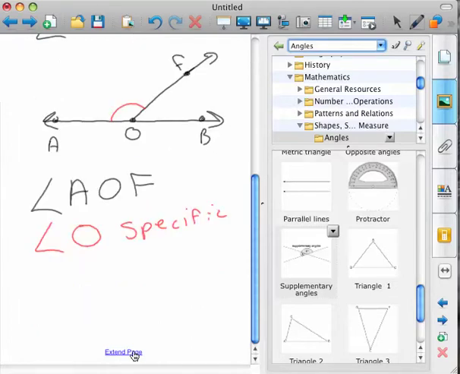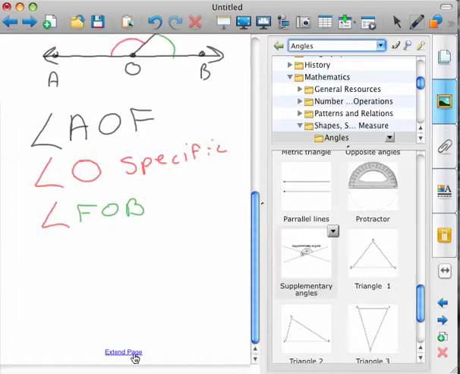Alright, so another angle in that one would be angle FOB. And there it is, right there. Or BOF, or FOA, angle FOA. So you can switch the letters all around as long as O, your vertex, is always in the middle.